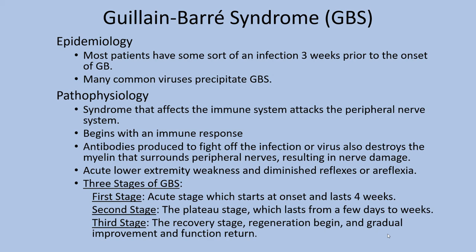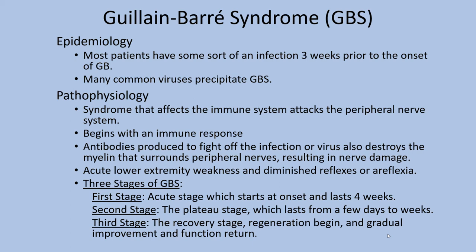So, pathophysiology: it's mediated by an immune response with acute lower extremity weakness with areflexia or diminished reflexes developing over several days. We talked about how an infection usually precedes it. The patient's own immune system begins to destroy the myelin that surrounds the peripheral nerves. Destruction occurs between the nodes, which impairs the conduction, slows the impulses, resulting in a conduction block.